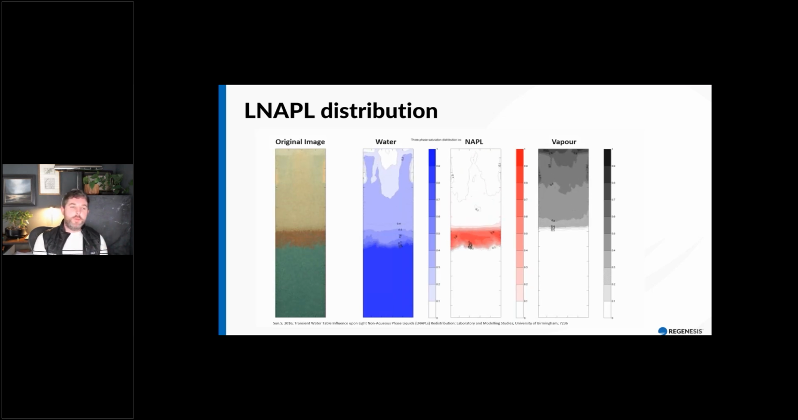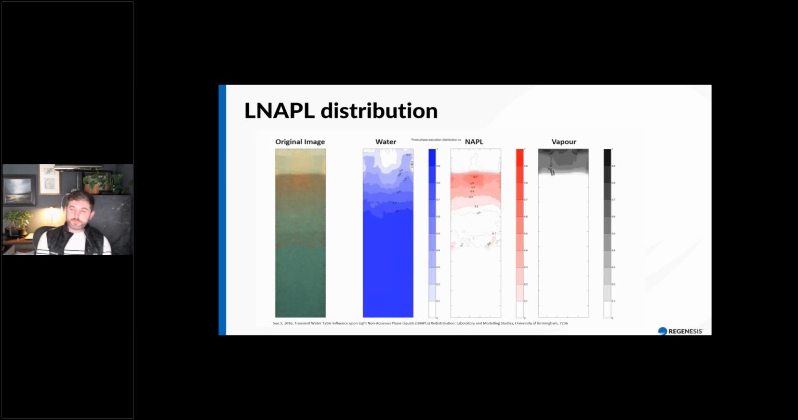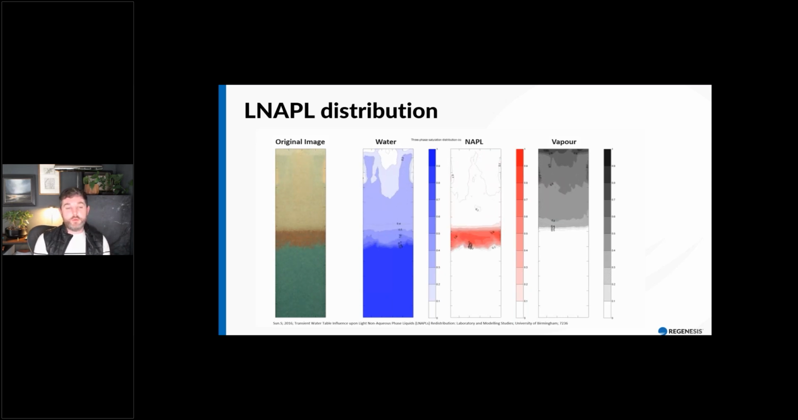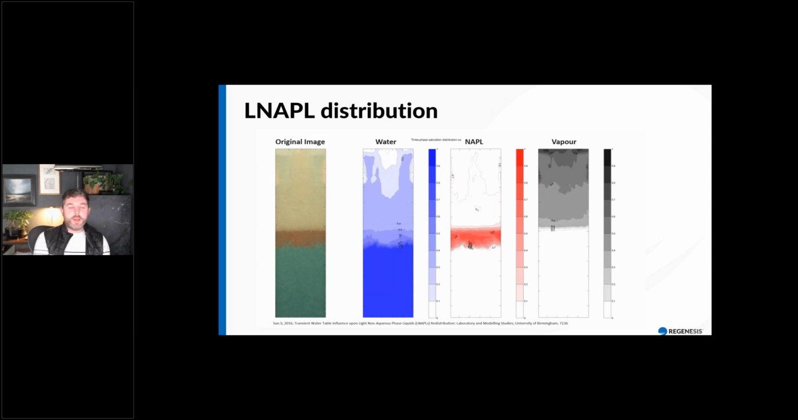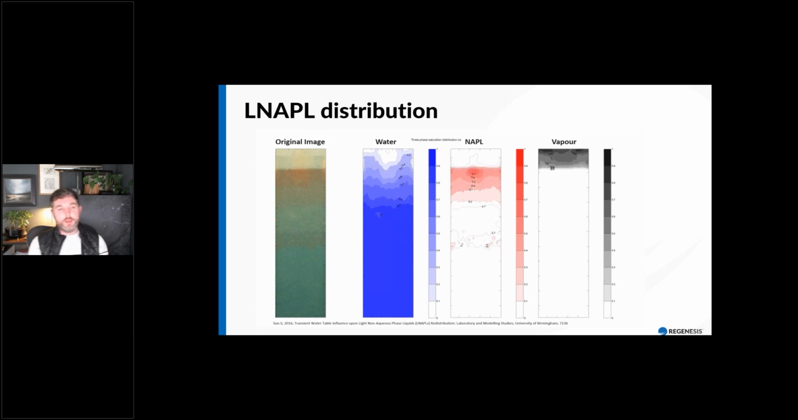It moves up and down with the seasons. It might move because of tidal influences, or it could just move due to weather events. And as it moves up and down, it's going to smear a proportion of that contaminant mass across the aquifer horizon. Now, this is important for us.